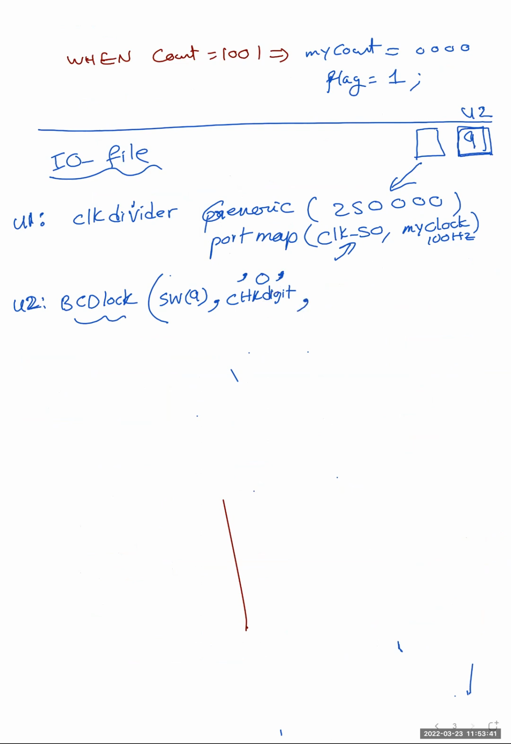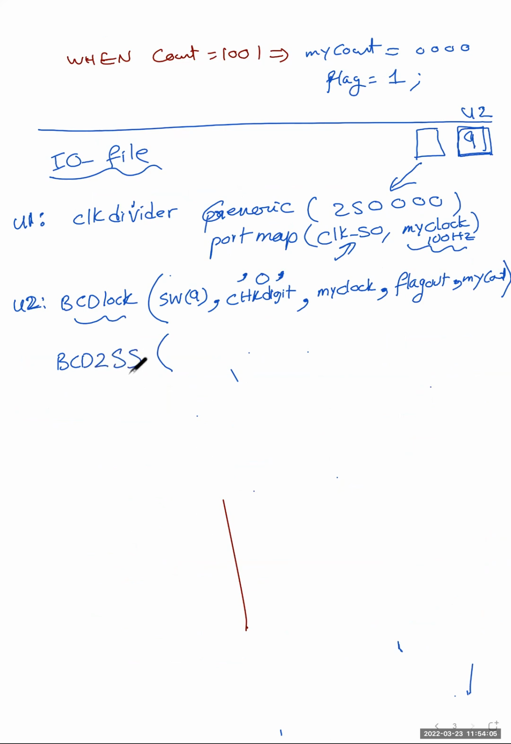And then my clock is going to be the clock that came up from here. So it's going to be my clock. And then I will have an output, which is a flag. I can call it a flag out. And of course, I'm going to have my count, the number that's going to show up. Of course, the count here is going to be your input to the BCD to 7 segment display.